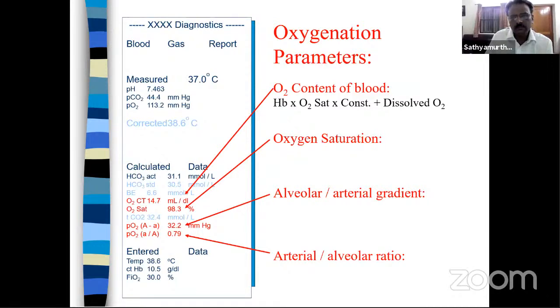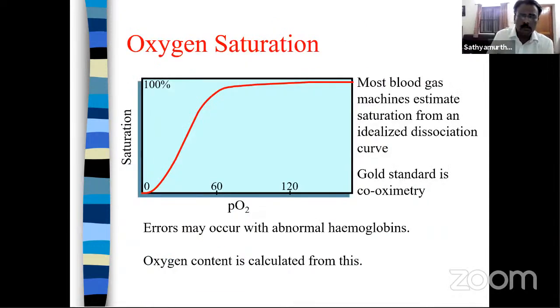It gives you saturation. How does it do that? Like I told you, if a machine has a co-oximeter, it will measure your saturation. Otherwise, it will just derive the oxygen saturation from an ideal oxygen dissociation curve. The patient's curve might be shifted to the right, so it might not correlate with the patient's actual SaO2. The report by the machine might not be the actual SaO2 of the patient. So that is something you should remember.